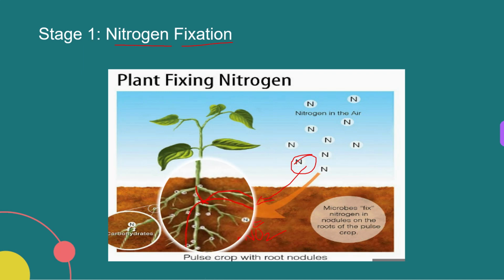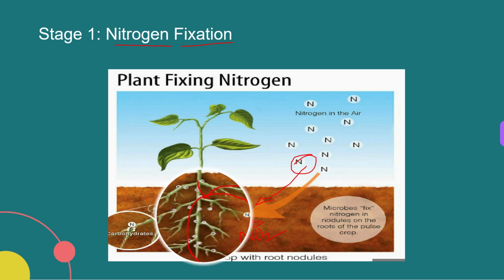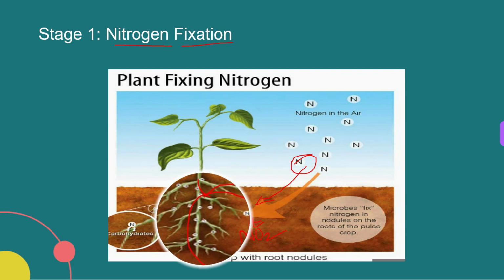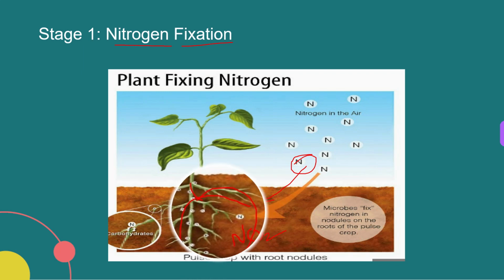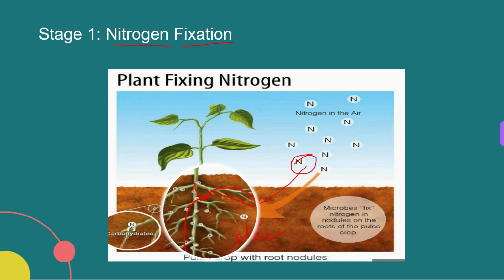Most nitrogen fixation occurs naturally in the soil and by the bacteria. The nitrogen cycle: the various forms of nitrogen in the soil determine the amount of nitrogen available for the plants to uptake. So this is the first stage of the nitrogen cycle, that is nitrogen fixation.